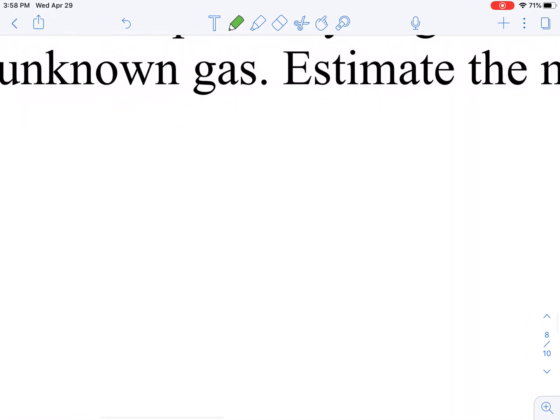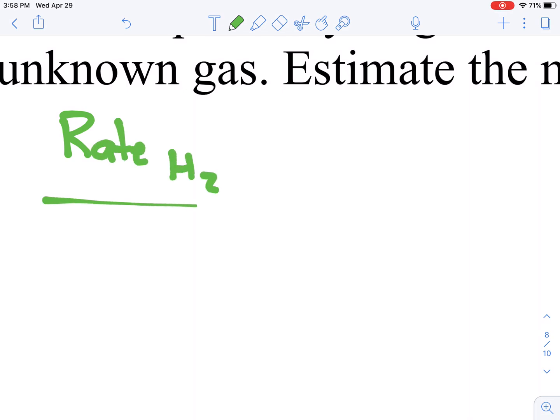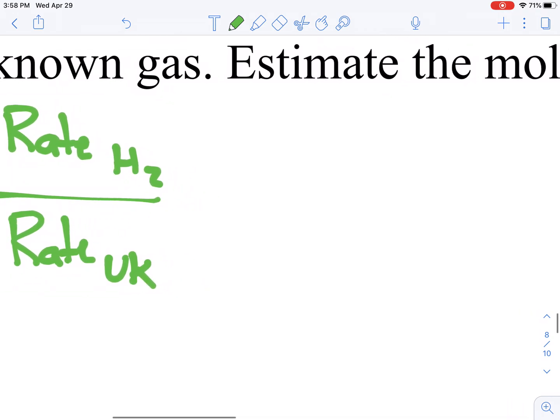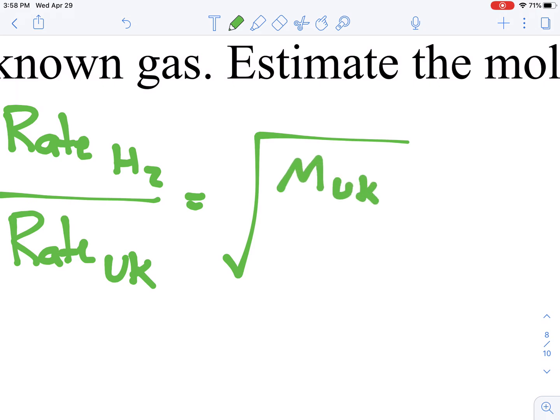If you look at number 2, here's what we know. We know that the rate of hydrogen, H2, over the rate of some unknown gas, we'll call that UK, we're not in Britain, but unknown in this case, is equal to the square root. Again, you can square root the whole fraction or have a square root over a square root, they do the same thing, of the molar mass of UK over the molar mass of H2, because we have to flip the left-hand side when we go to the right.